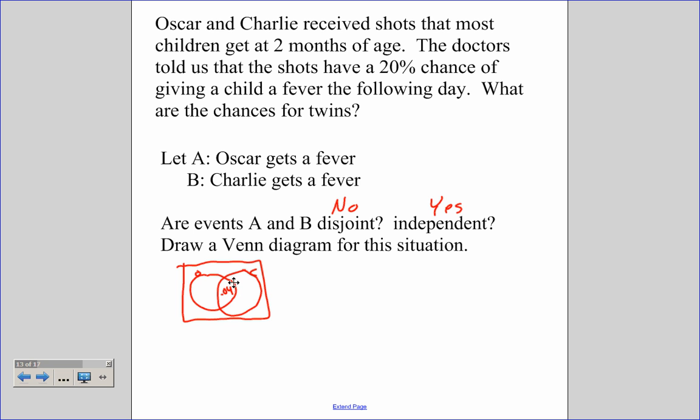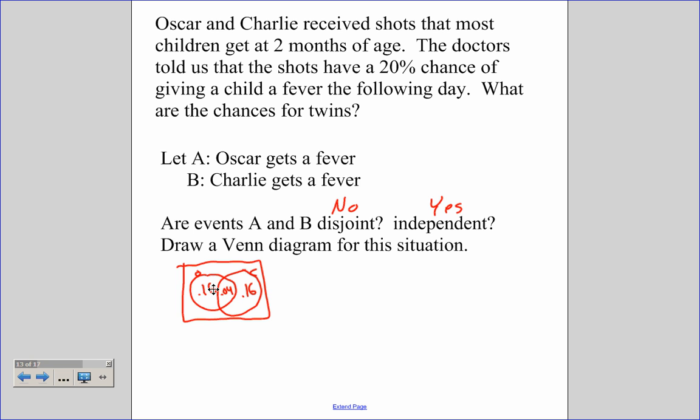Now, since Oscar's whole circle will add up to 0.2, this probability plus this probability have to equal 0.2. So that's going to be 0.16. And the same is going to be for Charlie. So this right here is the probability that Oscar gets sick, but Charlie doesn't. And this is going to be the probability that Charlie gets sick and Oscar doesn't.